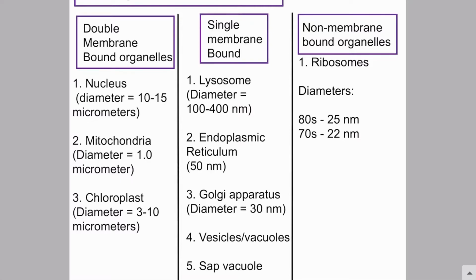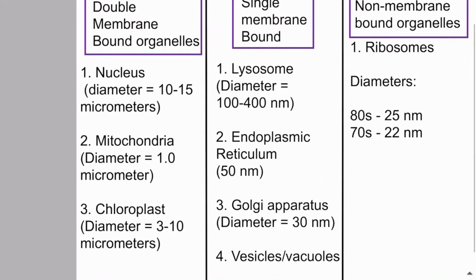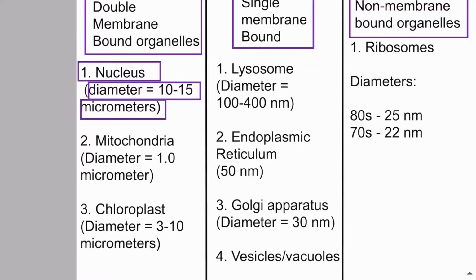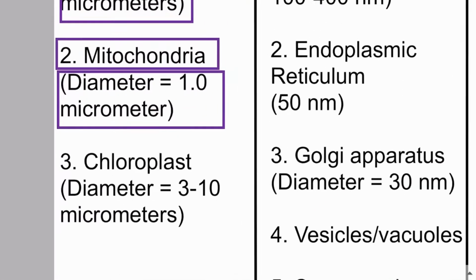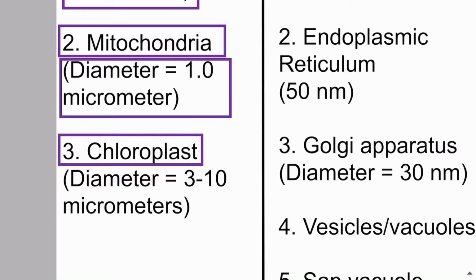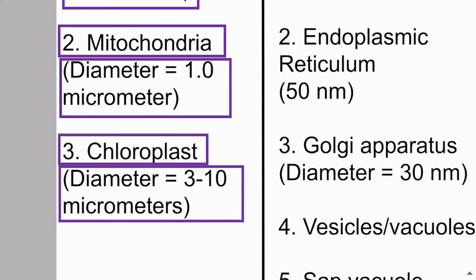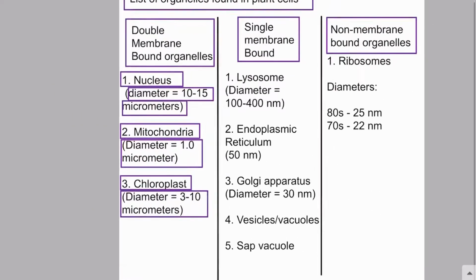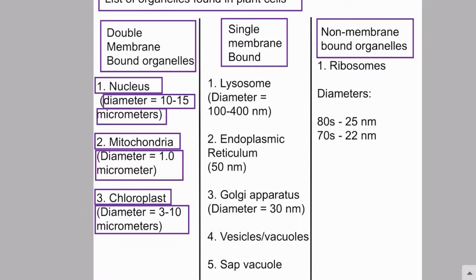So if we talk about plant cells, there are usually three types of double membrane bound organelles that can be found. First one is the nucleus, which has a diameter of 10 to 15 micrometers. The second one are the mitochondria, which have a diameter of 1.0 micrometer. And in some plant cells, you can also find chloroplasts, which have a diameter of 3 to 10 micrometers. You should note that not all plant cells contain chloroplasts. Only those cells which are photosynthesizing contain chloroplasts.